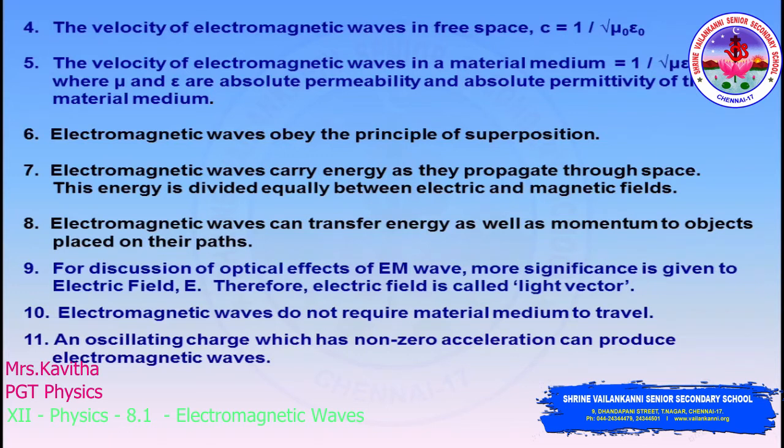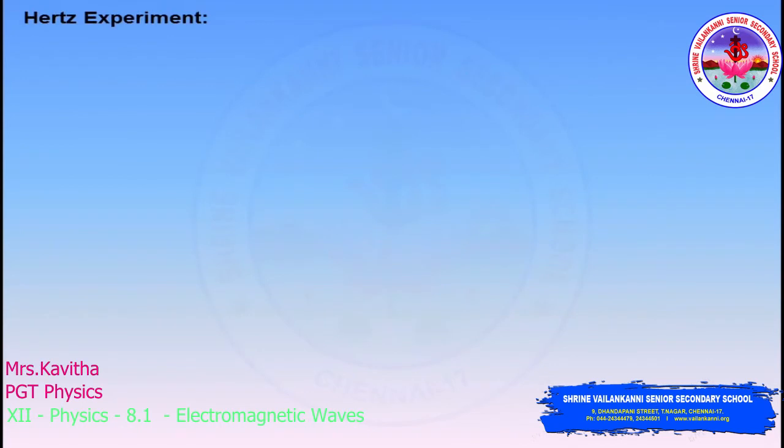For discussion of optical effects of EM waves, more significance is given to the electric field E. Therefore, the electric field is called the light vector. Electromagnetic waves do not require any material medium to travel. An oscillating charge, which has non-zero acceleration, can produce electromagnetic waves.